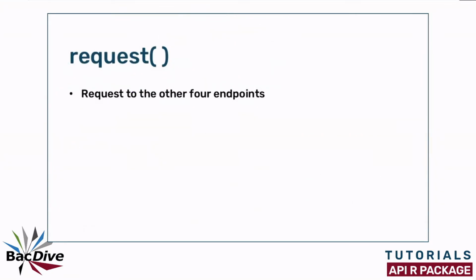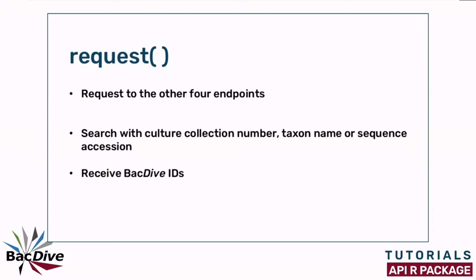The request function implements requests to the other four endpoints of the BacDive API, to which we can make requests using identifiers like culture collection numbers, taxon names, and sequence accession numbers, and receive back the respective BacDive IDs.